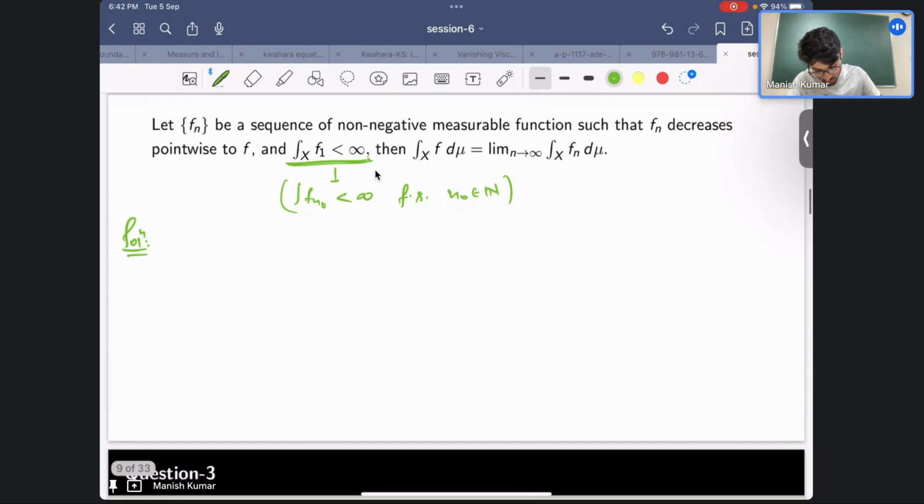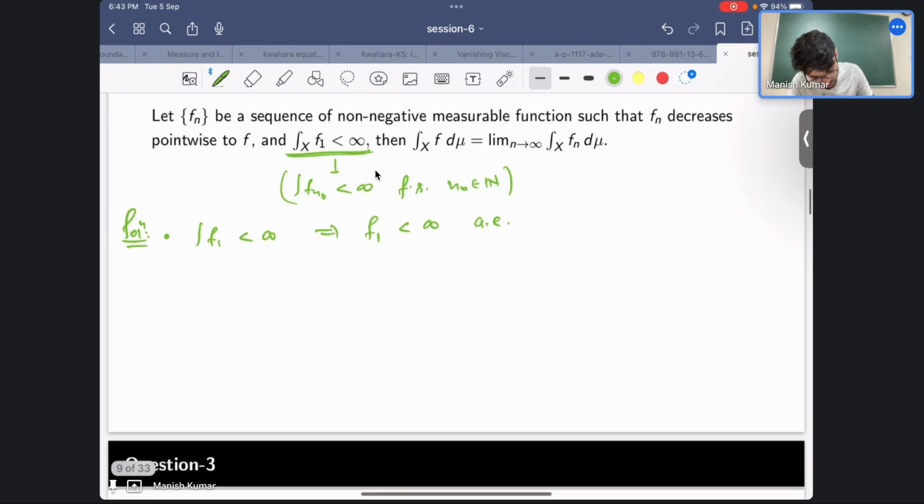Okay, so let us see this problem. The first thing is that you know the integral of f1 is finite, but you don't know whether the function is pointwise finite or not. But you know this result: the integral of f1 being finite implies f1 is finite almost everywhere. This you have already seen, I guess. If the integral is finite, this means the function is finite almost everywhere.